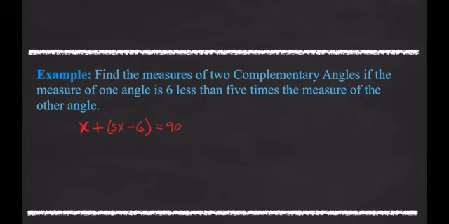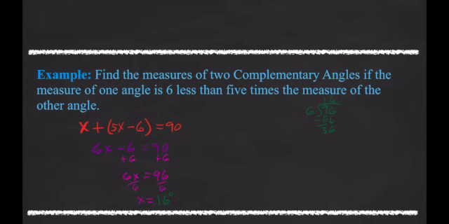From here, let's go ahead and simplify this. So this would be 6x, because 1x plus 5x is 6 of them, minus 6 equals 90. We are going to add 6 to both sides, so we end up with 6x equals 96. And we are going to divide by 6. So 96 divided by 6: 6 into 9 is 1, so that's 6. Subtract, we have 3 remaining. Bring down 6. 6 into 36, 6 times. So x is 16 degrees.